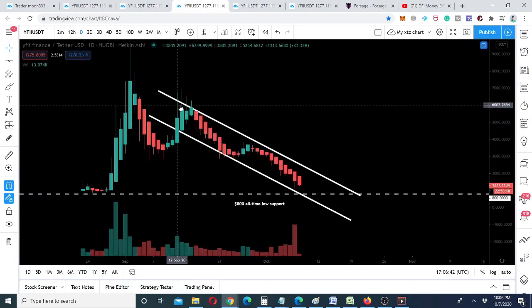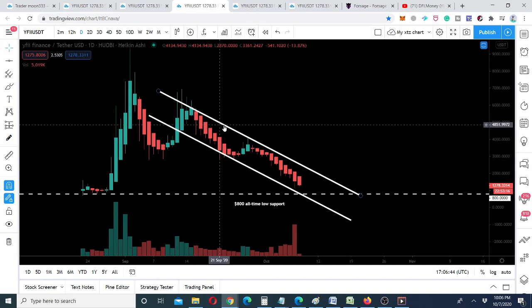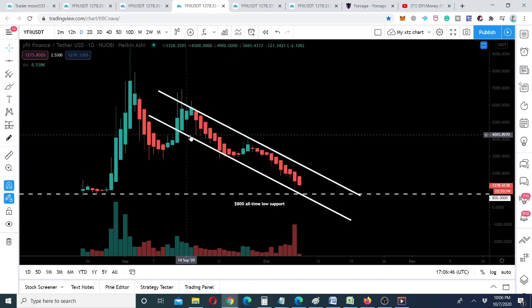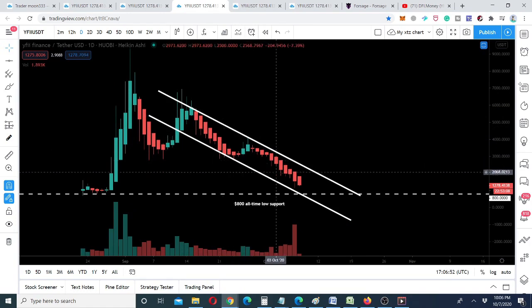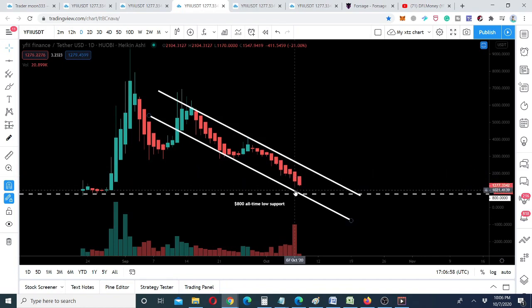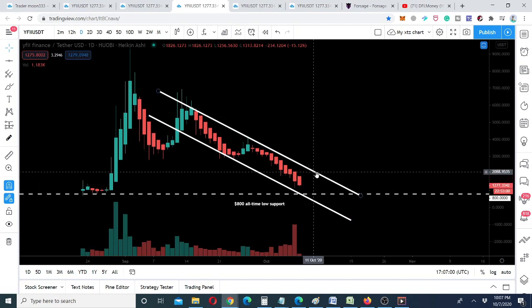We have good touches at the resistance here and here as well, and we have a few touches at the support. At this time we have 1, 2, 3, and 4 touches at the support. Therefore, I'm expecting maybe the price action will retest this support. It will be moved at the support of the channel, and it will be moved up again.